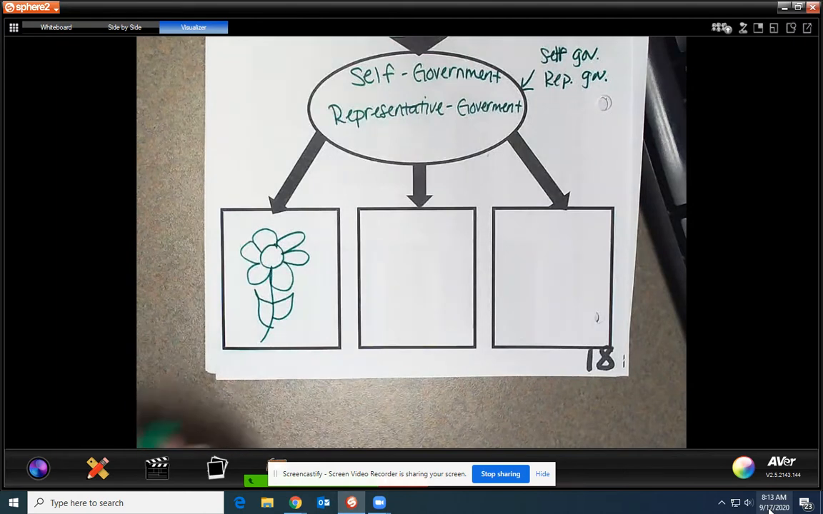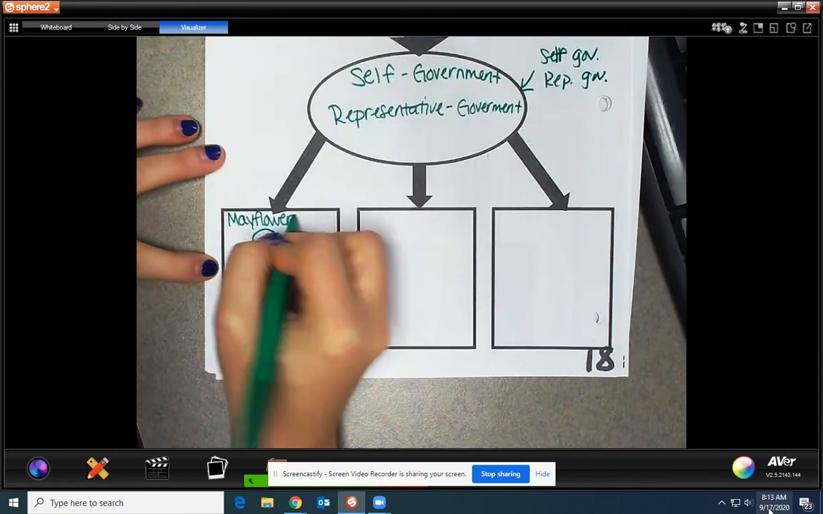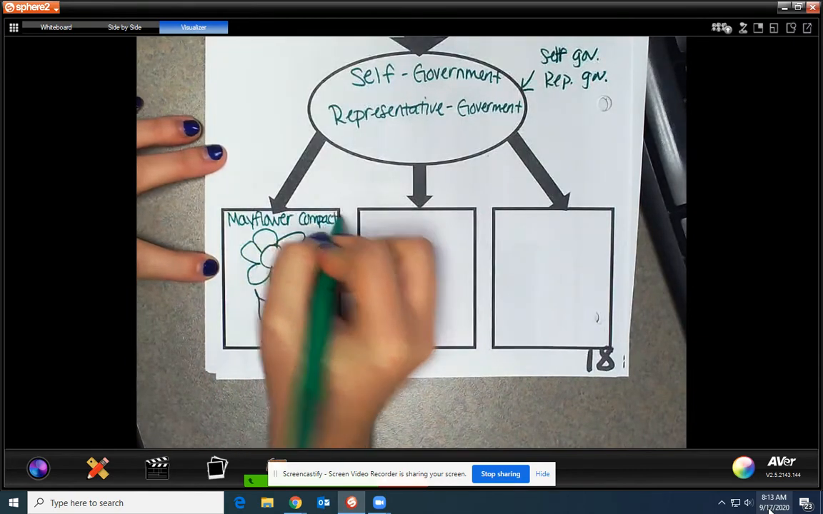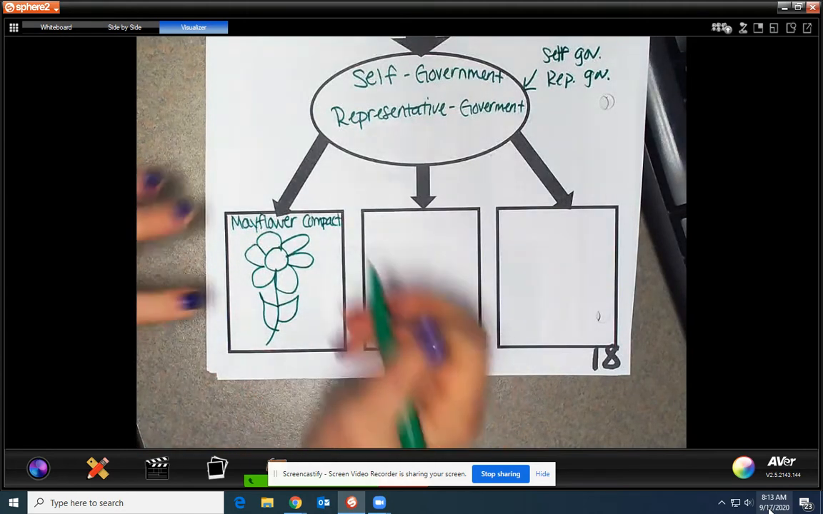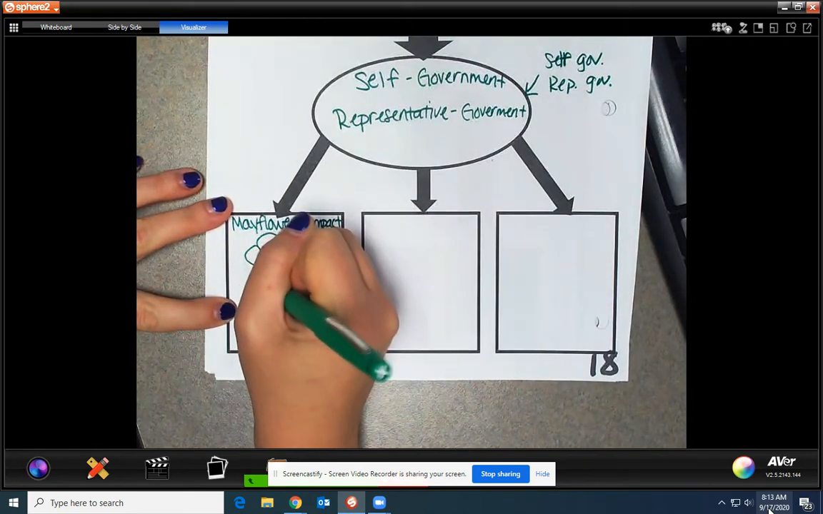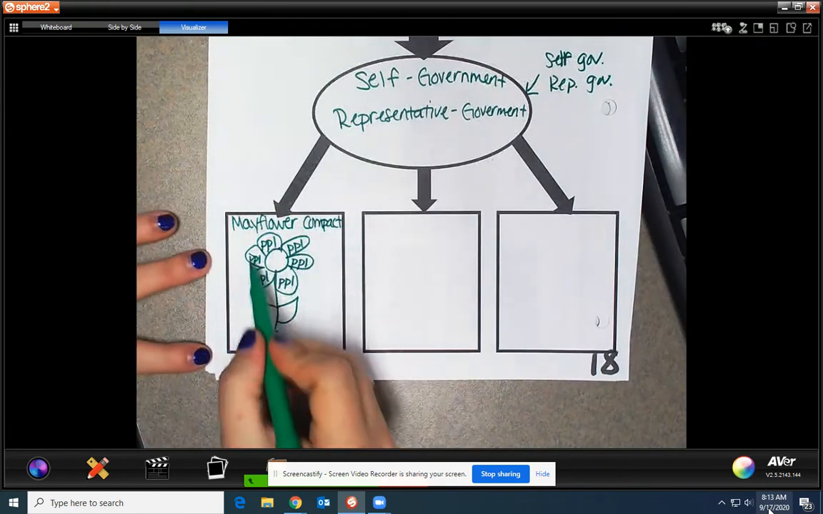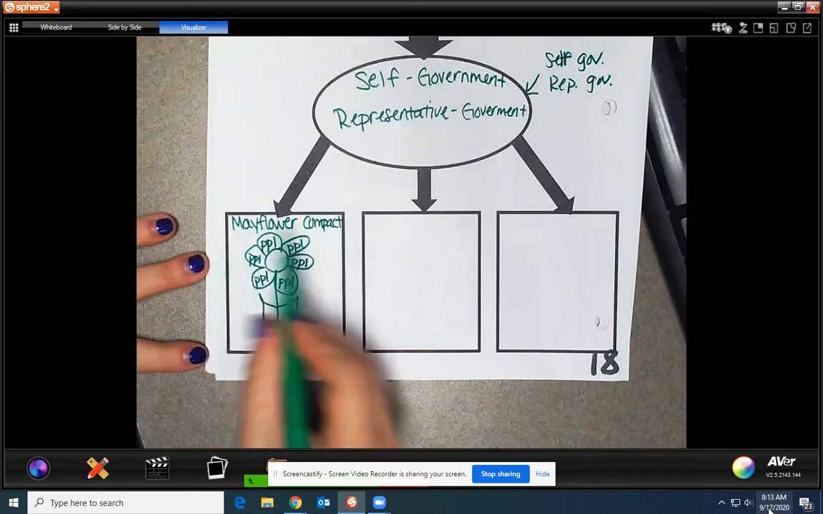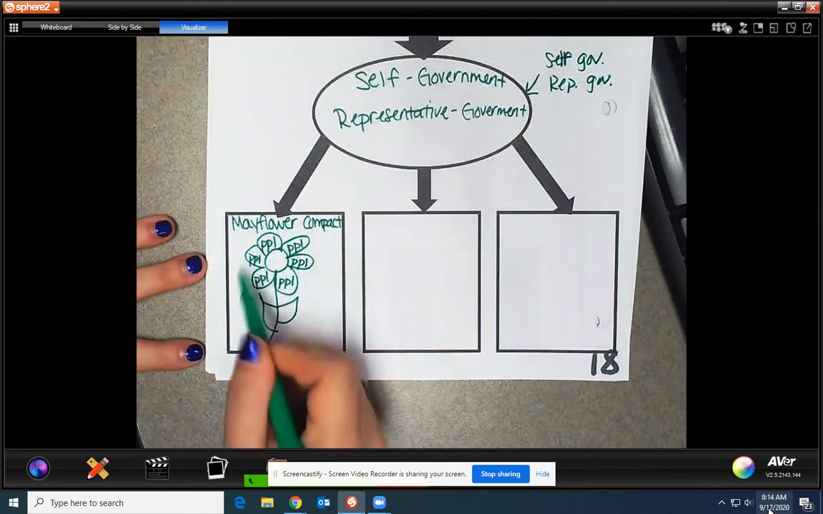And this represents one very old document that is called the Mayflower Compact. So I'm going to write that right here, Mayflower Compact. So with the Mayflower Compact, you draw a flower. This is where they decided that the people, and PPL is just short for people, are going to govern themselves. So these petals are the people that are going to govern themselves. They are not going to be governed by people in England. They're going to govern themselves.